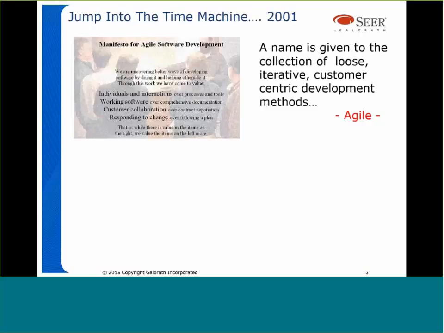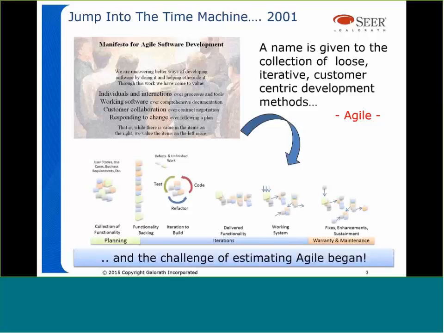But then we jump on our little time machine and go 20 years ahead into the future. Again, it's hard to believe Agile's been around coming up on 15 years; next year, 15 years. There was a whole bunch of disparate development activities going on. Paired programming was really big. Lean development was coming around. And a group of folks got together and gave it a name. They called it Agile. Essentially it was this collection of loose, iterative, customer-centric development methods. And that's kind of when the challenge of estimating Agile projects began, and people started talking about Agile estimation, et cetera. But what I'd like to do is step through this a little bit and show you how things really haven't changed as much as we think.